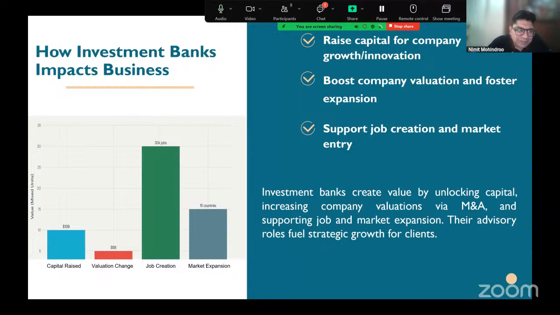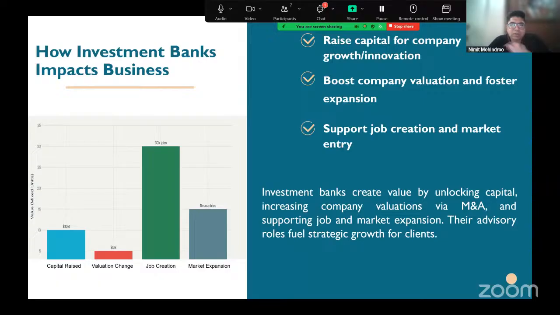Then valuation change is $5 billion. Job creation is 30,000 jobs. Market expansion is 15 countries. Here, if you relate it, it shows the roles and functions of the investment bank, and how it impacts the businesses it works with. Investment banks work with various businesses and various industries, right? So how does it impact them? It creates value by unlocking capital, increasing company valuation via M&A, and supporting job and market expansion, right?